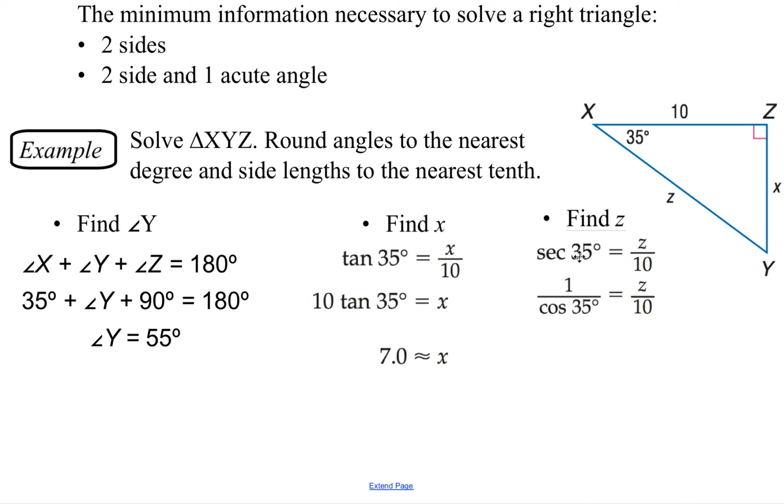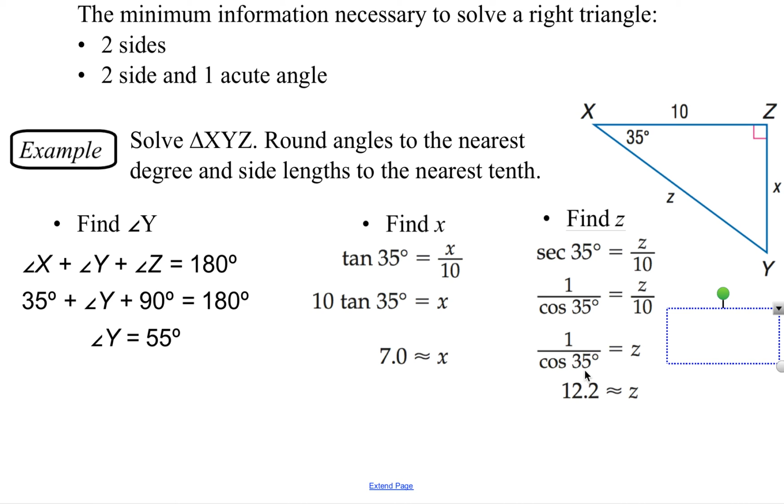Whoops, I need to redefine the secant as 1 over the cosine, so that's a reciprocal function. And then multiplying by 10, we get z is equal to 1 over the cosine of 35 degrees, and we still need to multiply that by 10. I forgot to delete that one. Let's see what we have here. So z turns out to be about 12.2.